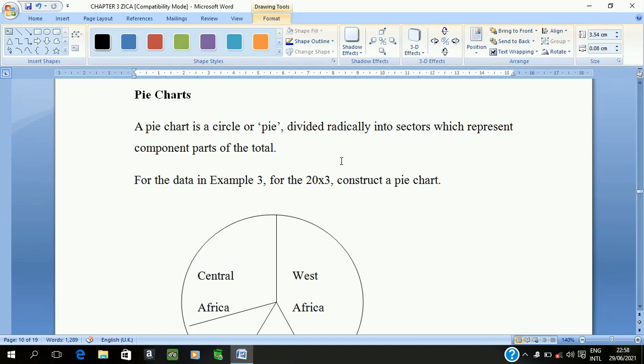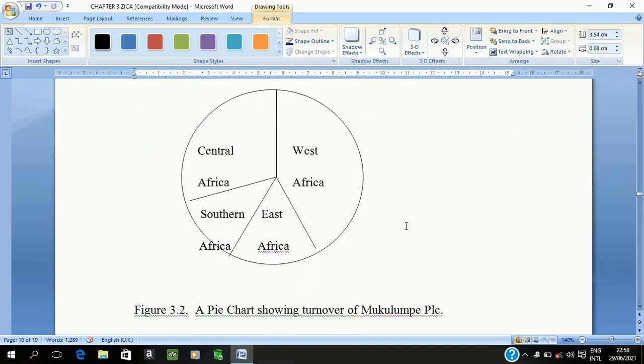Now, this pie chart is simply divided into sectors, which represent the components of the total. And we know that the total degrees for a circle is 360 degrees. So if you're using degrees, you use 360 degrees to represent the total of the degrees in a circle. If you're using a percentage, it has to go up to 100%. So this is an example of a pie chart.